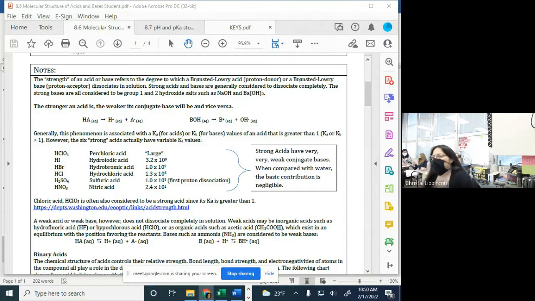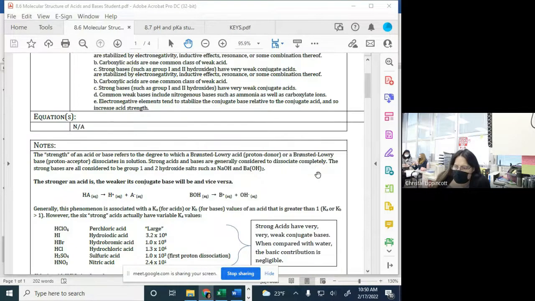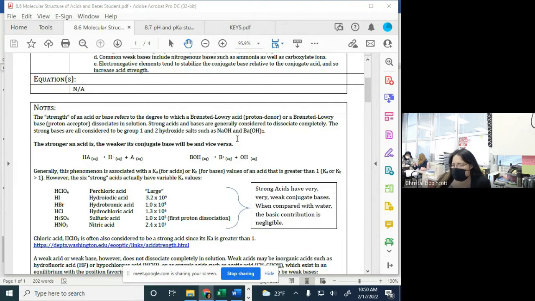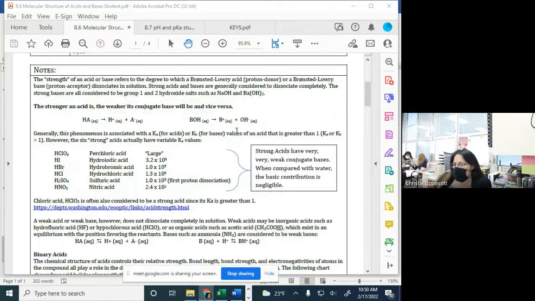All right, here we go. So we're going to talk about the molecular structure of acids and bases and why some things are strong acids while other things are weak acids. Okay, and that comes down a lot to the structure of these molecules.